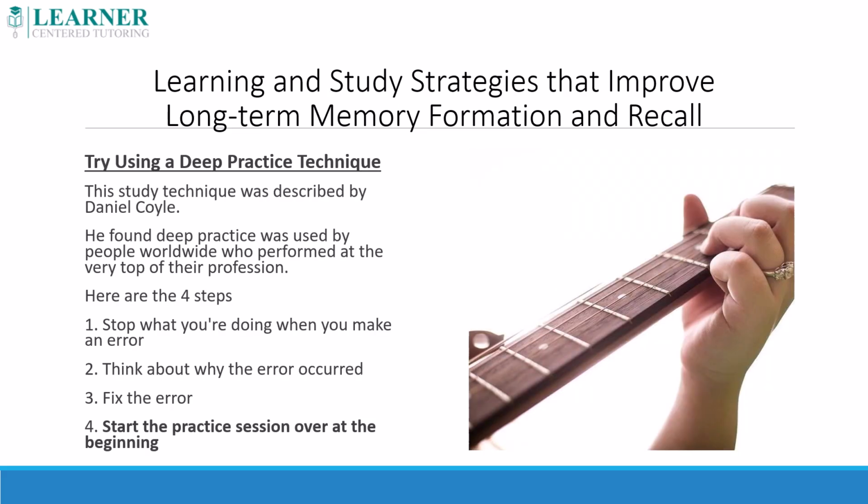Deep practice is a study technique that was described by Daniel Coyle in his book, The Talent Code. He found deep practice was used by people worldwide who performed at the very top of their profession. Here are the 4 steps. While practicing, stop what you're doing when you make an error. Think about why the error occurred, fix the error, and start the practice session over at the beginning.